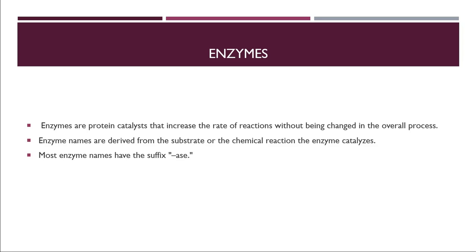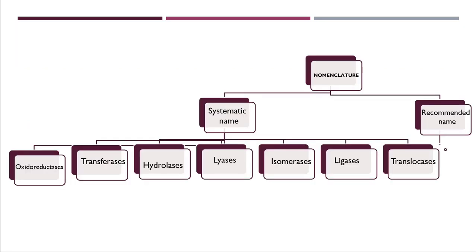Fine? Okay, next is nomenclature. We have two different categories in it. One is recommended name, another one is systematic name. Recommended names are like trypsin and pepsin. Systematic name is further categorized into 7 different subunits: oxidoreductases, transferases, hydrolases, lyases, isomerases, ligases, and translocases.